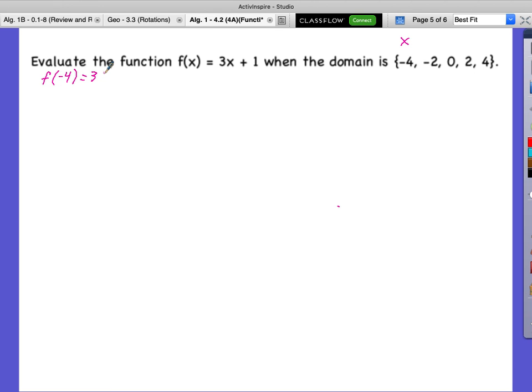So f of -4 is 3 times -4 plus 1. And then you solve that one, and then you go to the next one. I'm going to draw a little squiggly line to give myself some room. Then I go to the next one and do f of -2. I want you guys to do these 5 here.